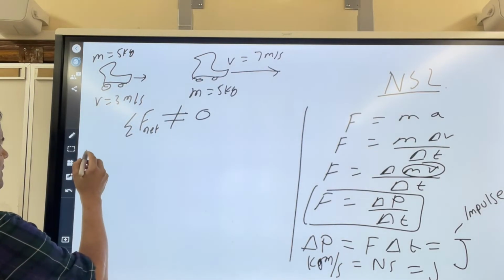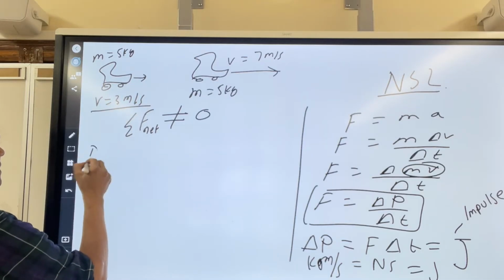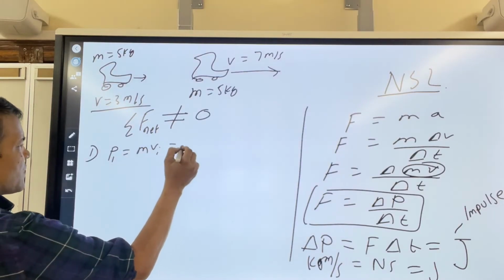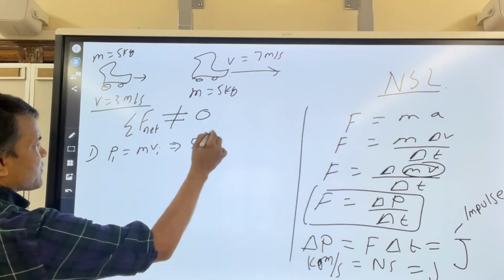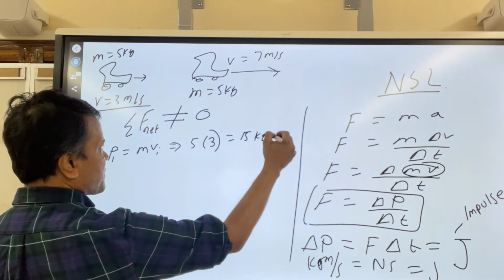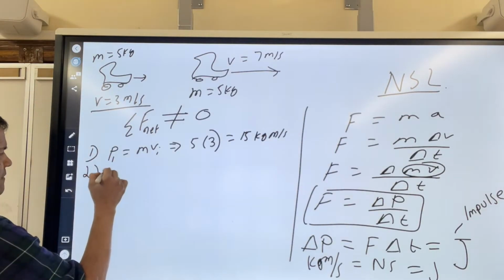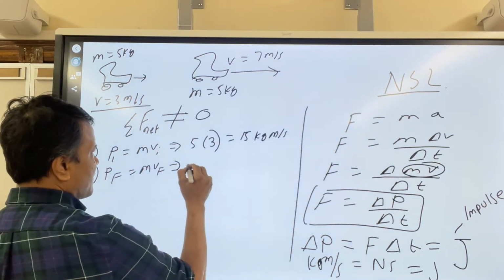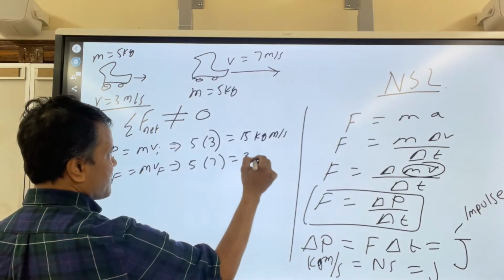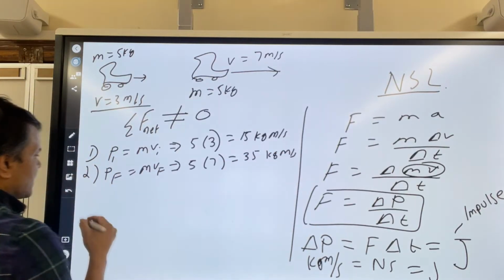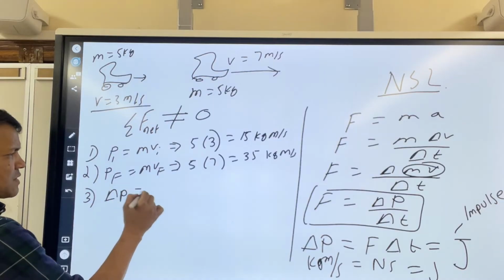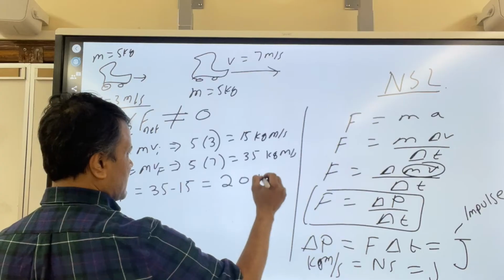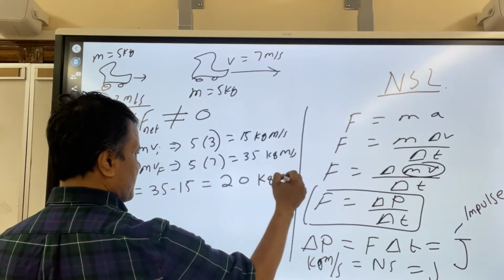So let's find the initial momentum. Initial momentum is m v initial, so 5 times 3 is 15 kilogram meter per second. Final momentum is m v final, 5 times 7, so that is 35 kilogram meter per second. Number 3, change in momentum is 35 minus 15, which is 20 kilogram meter per second.